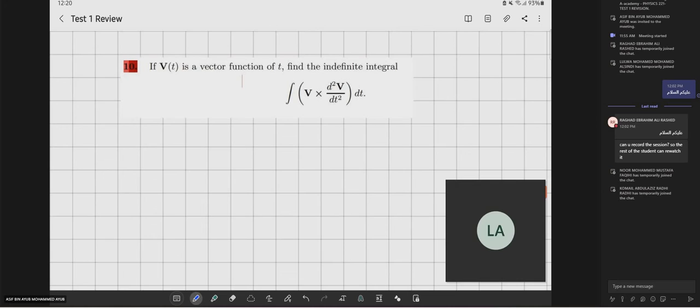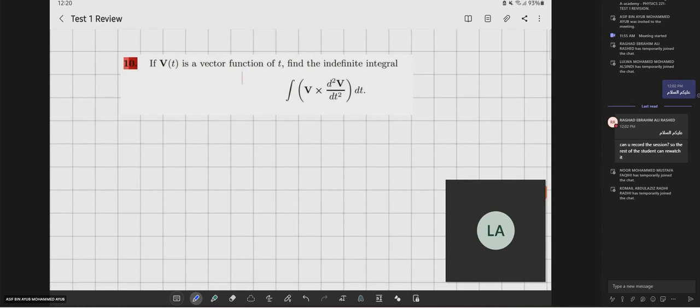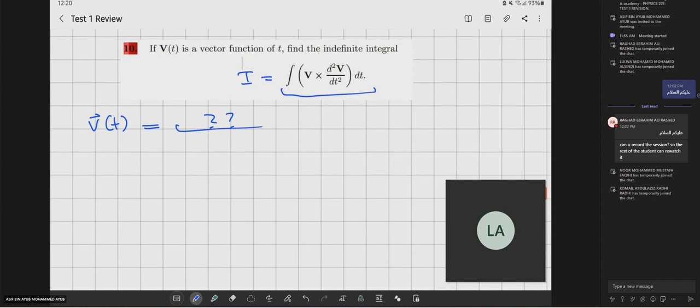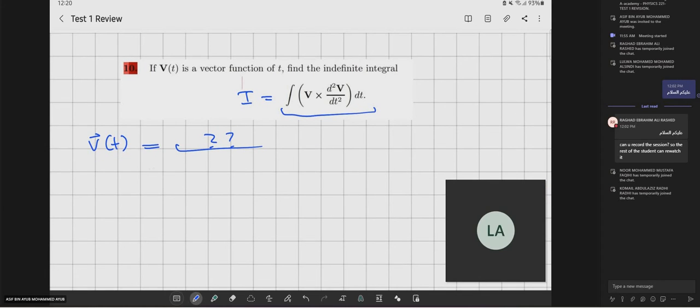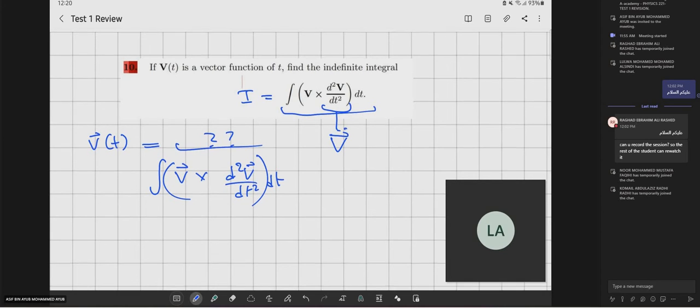Okay, so this is a very general question. They're giving you a vector v of t, but they're not giving you what it is actually. And they're asking you to compute this integral. So this is I, let's say. And yeah, so we have to deal with this. How do we start here? So I have to integrate v cross d squared v over dt squared dt. Now, let's denote this by v double dot, the second derivative of v with respect to time.